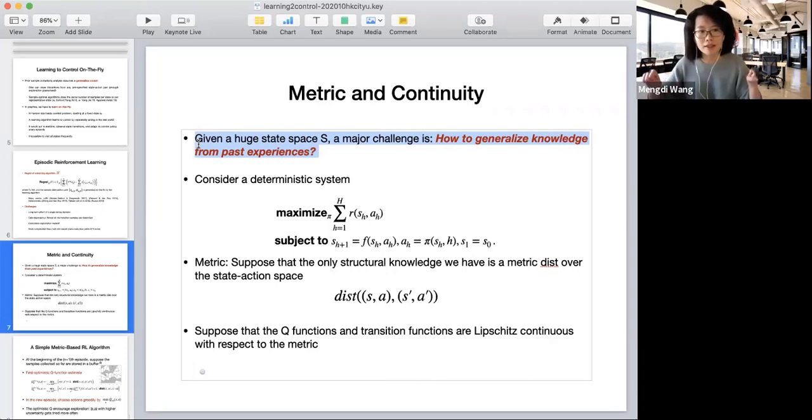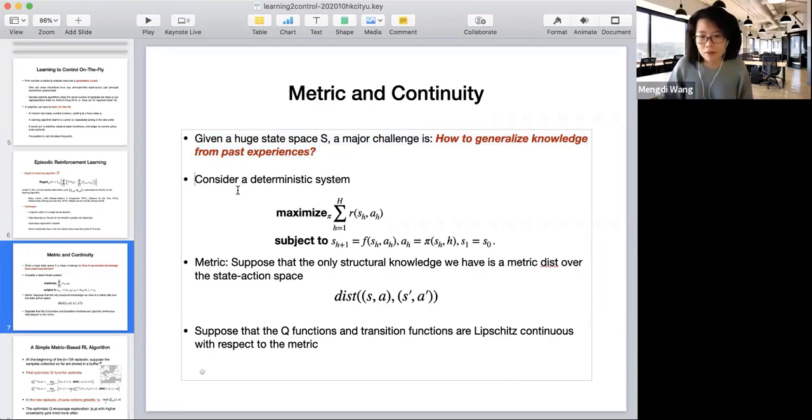In the tabular case, A has nothing to do with B, and what I learn about A has nothing to do with B. In that case, the problem was harder. But now we have something to relate A and B. So the first basic structural knowledge we're going to work with is continuity.